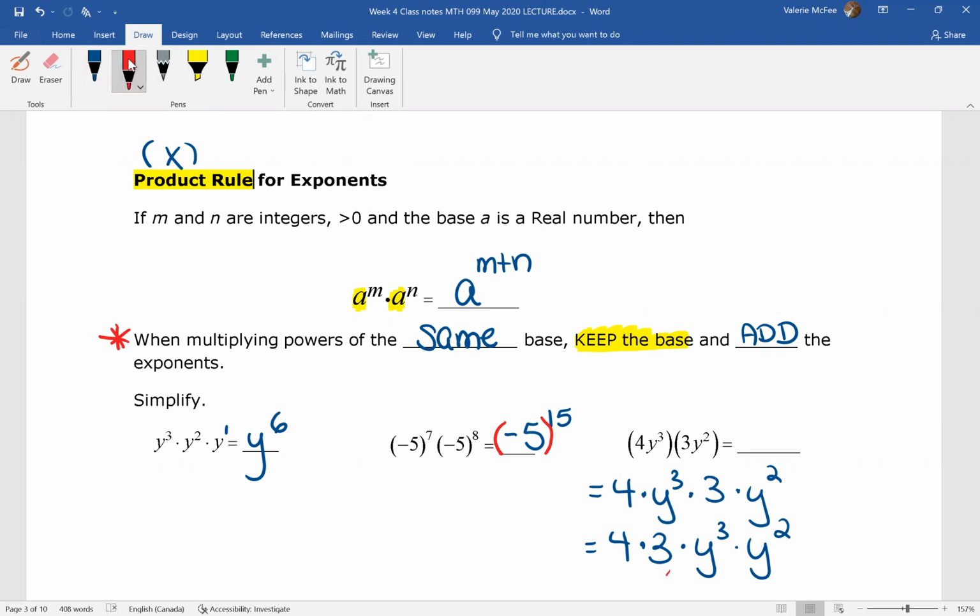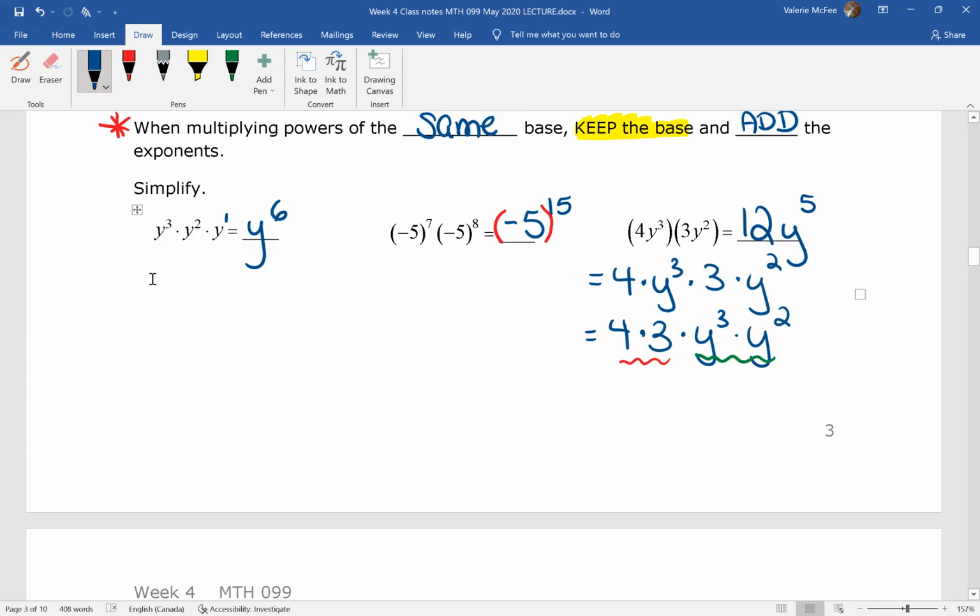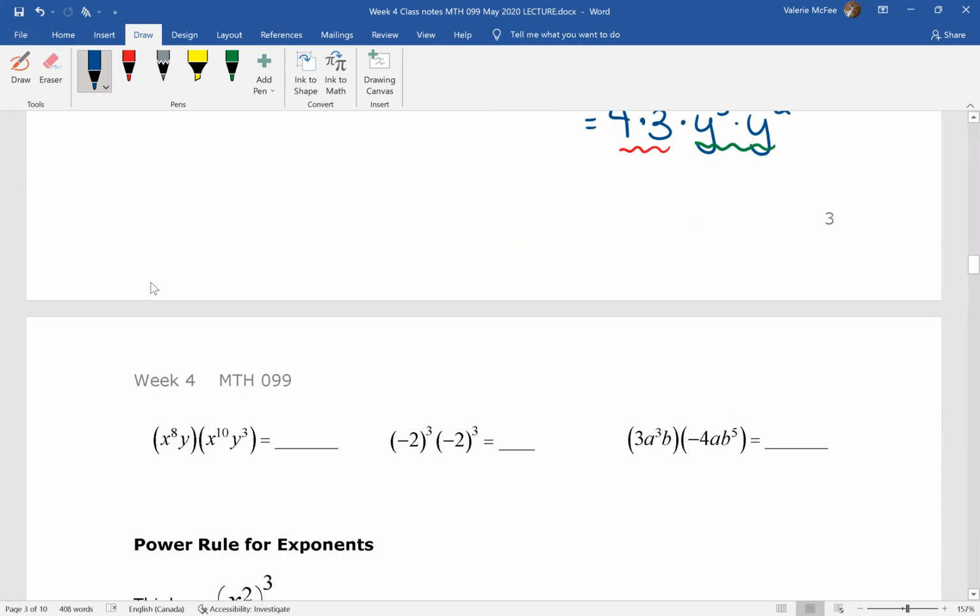Now, do you see we could multiply these integers? 4 times 3 is 12. And then we have bases that are the same. Keep the base, add the exponents. Here are 3 for you to try. Pause your video, do the first one.